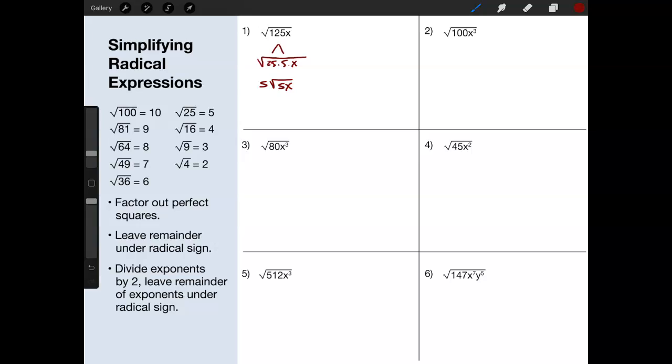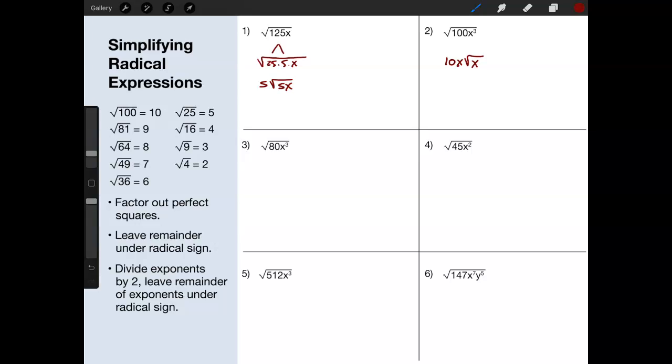For example number 2, we have the square root of 100x cubed. We know now that the square root of 100 is 10. Quick look at x cubed. We divide 3 by 2, and we can pull out 1x, and we have 1x left inside the radical sign.